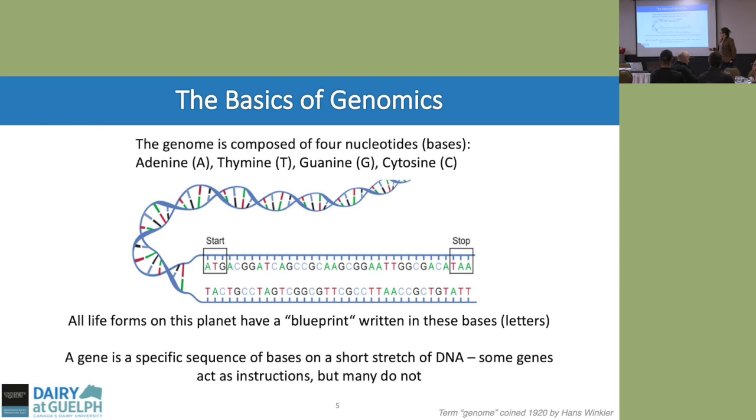You know what that is. But what's really fascinating is that all life forms on this planet have a blueprint written only in these 4 letters, A, C, T, and G. Okay? And a gene, when we talk about genes, it's just a very specific sequence of bases of these letters here. And some genes act as instructions and some don't.